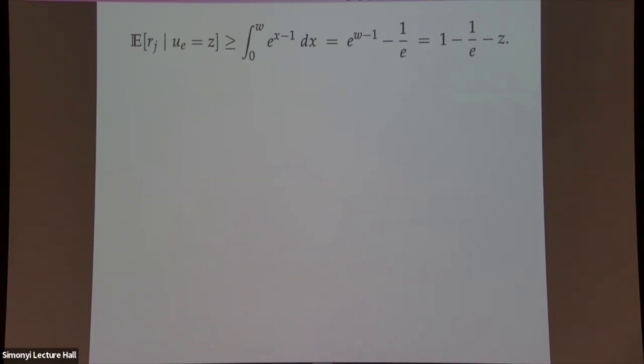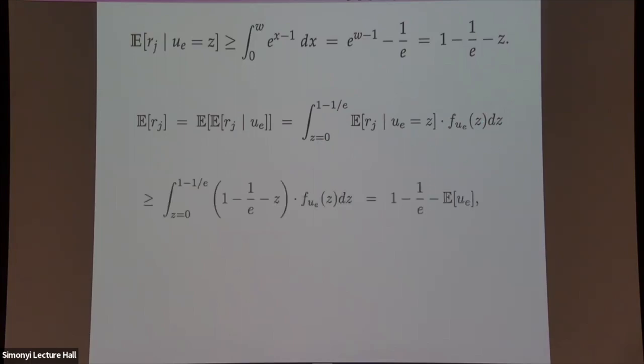So now let's compute the expectation of the revenue accrued. We can compute easily the conditional expectation because that's that integral, the area under the curve, and that can be easily seen to be 1 minus 1 over e minus Z. Obviously it'll be in terms of Z. And to compute a lower bound on the revenue, we apply the law of total expectation. So the expectation of Rj is the expectation of the conditional expectation. So we take the integral over Z going from 0 to 1 minus 1 over e of the conditional expectation times the density function. That'll just factor out very easily. That'll just apply to Z, and you get expectation UE here, and the rest just falls out as 1 minus 1 over e. Here you use the independence.